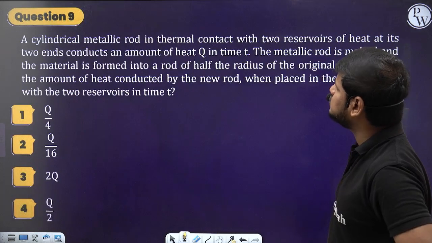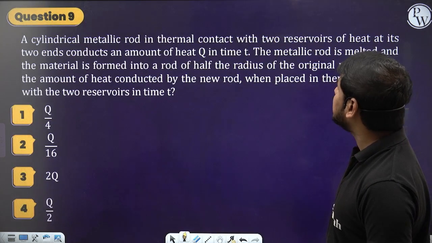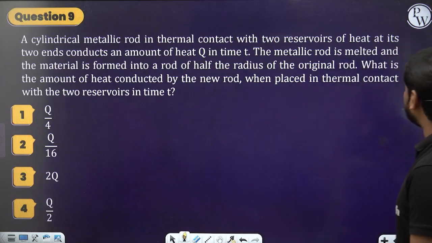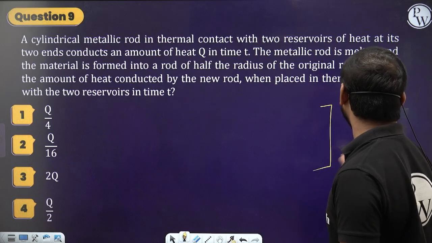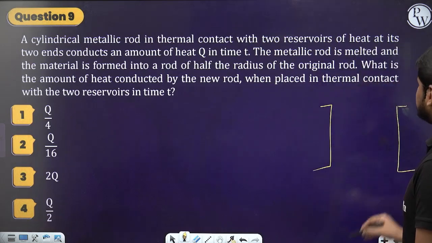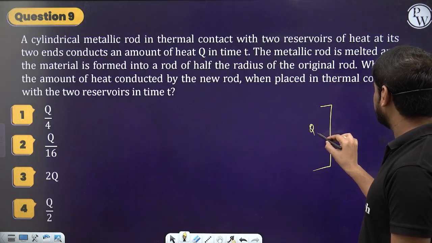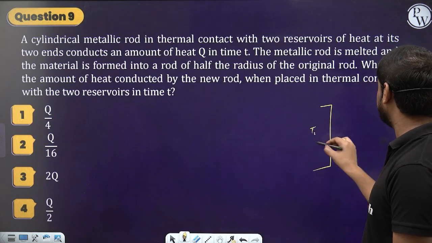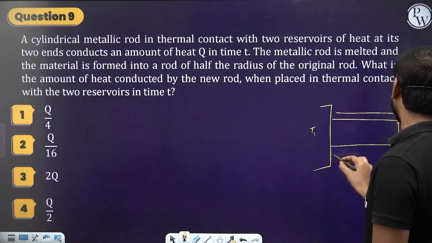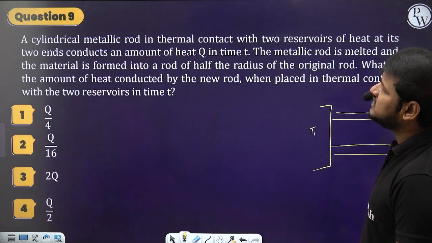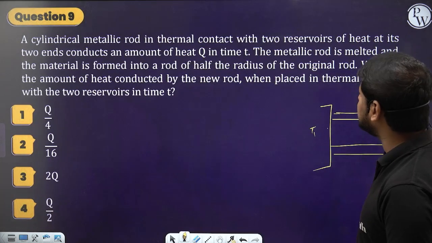Same type of question. Can you guys take it as homework? A cylindrical metallic rod in thermal contact with 2 reservoirs of heat at its 2 ends. Thermal reservoirs means here this is one, these are the 2 reservoirs, so the temperature will be constant. Here some heat Q1, let's say, here the temperature T1, here the temperature T2. In between the rod is placed. At its 2 ends there is a temperature difference, so heat transfer takes place.